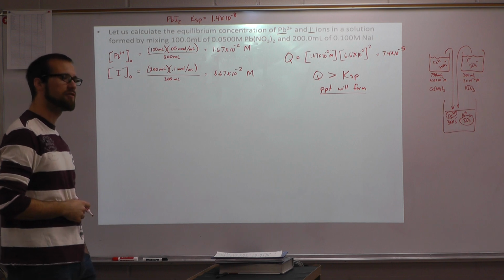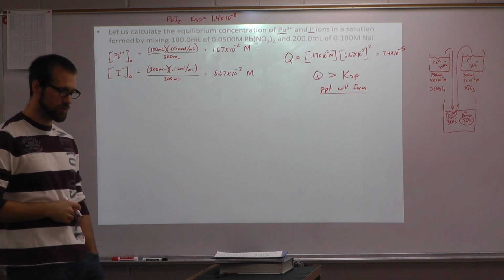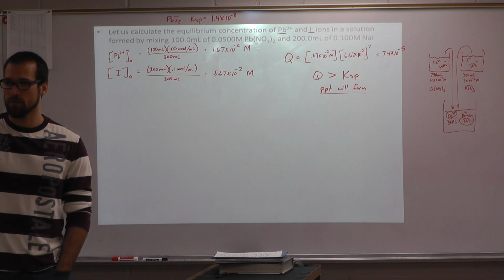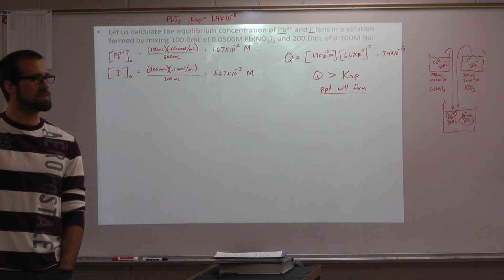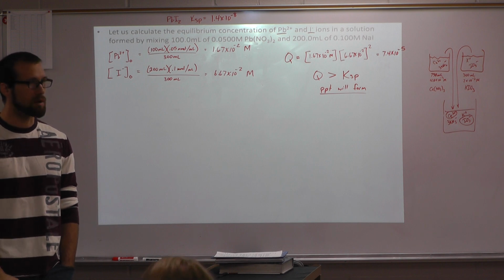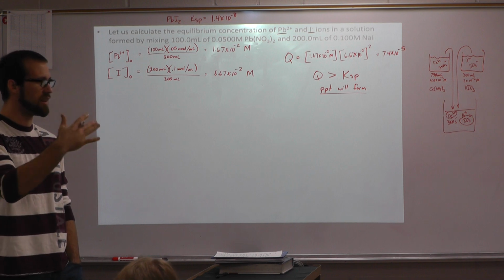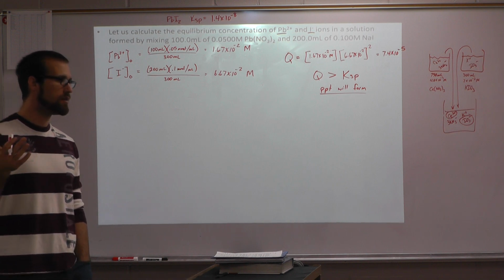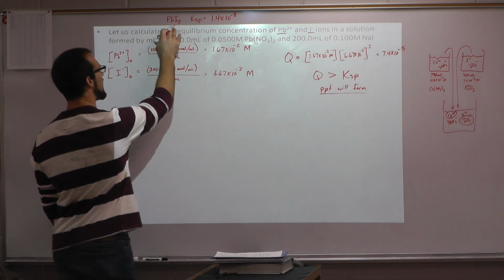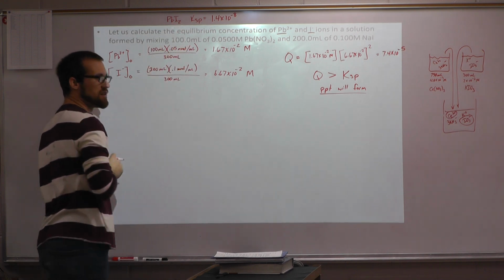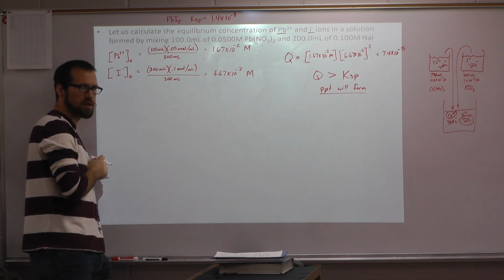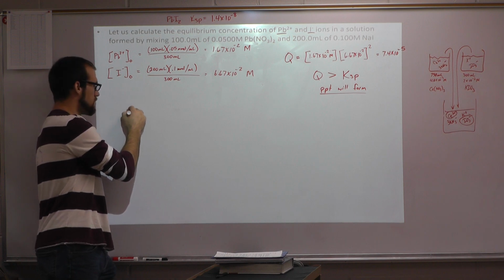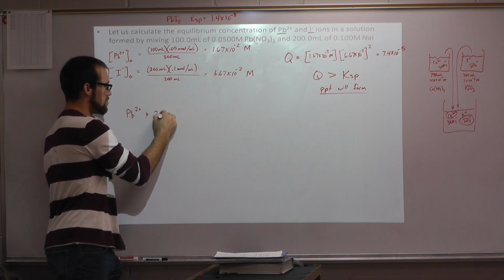Now, this is where it gets kind of difficult. What we are going to do is take and precipitate it all out. And then once we precipitate it all out, we're going to do an equilibrium problem, because finding where on the equilibrium lies when we've gone past it is very difficult. So if we're going to precipitate it all out, what would the reaction look like? What would the precipitation reaction look like? Pb2+ plus 2 I minus would be PbI2.